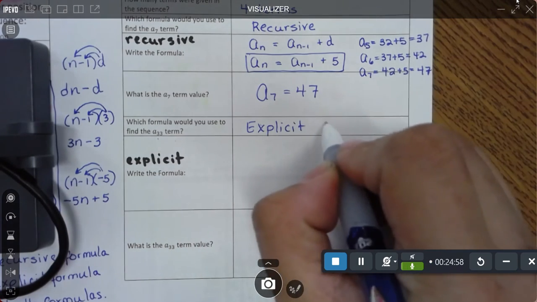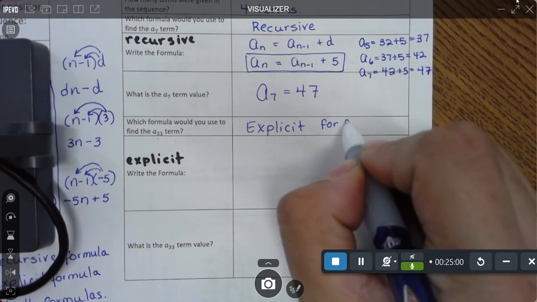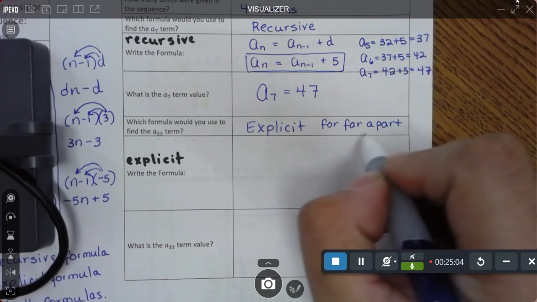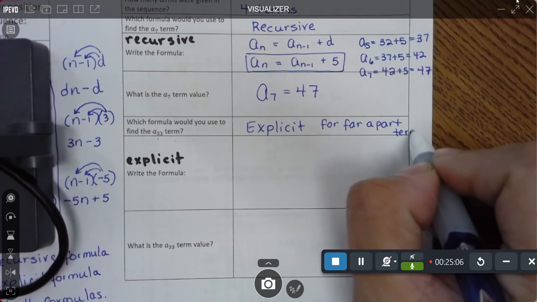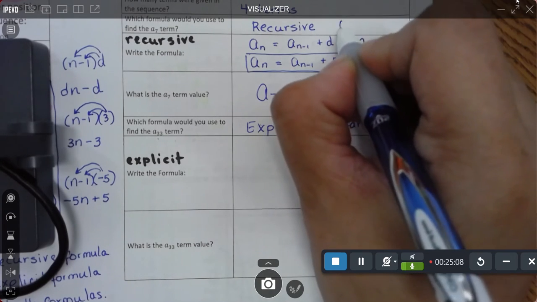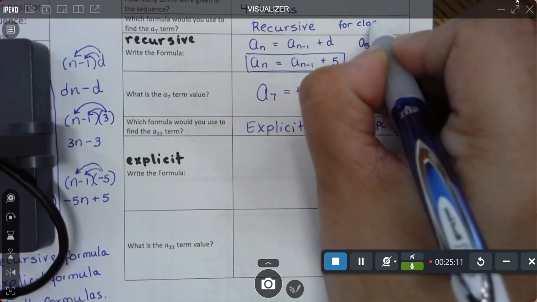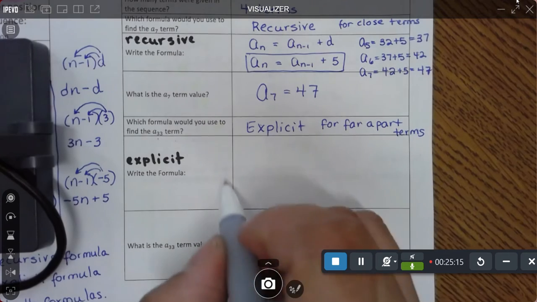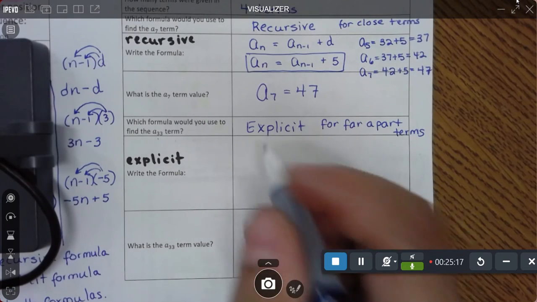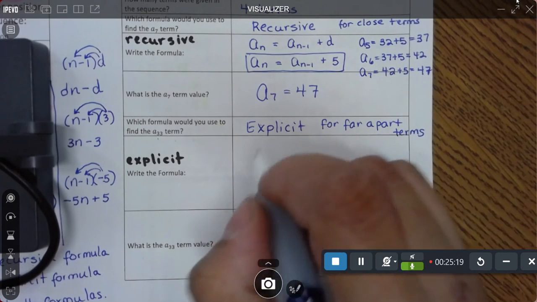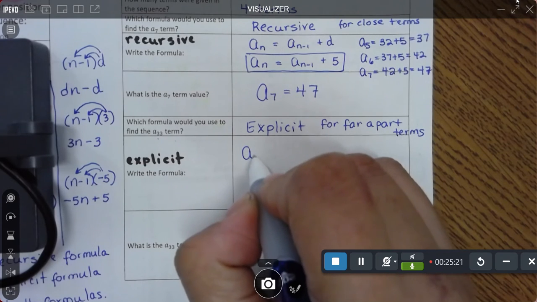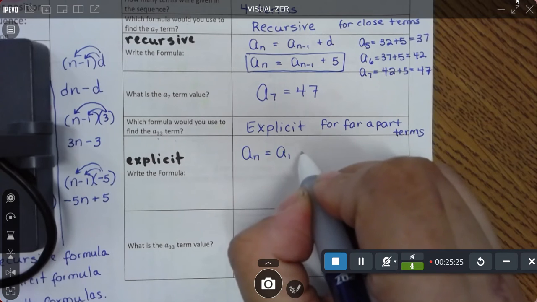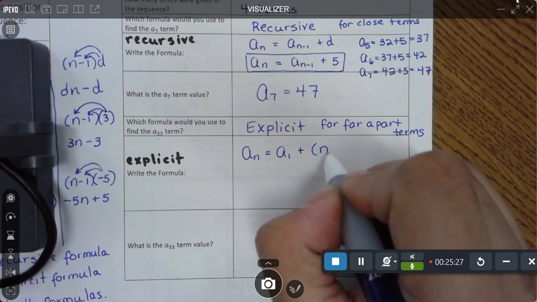All right, so for far apart terms. And the recursive one is for close terms. From the formula sheet, what's the explicit formula for arithmetic? A sub n equals A sub 1 plus n minus 1 times d.